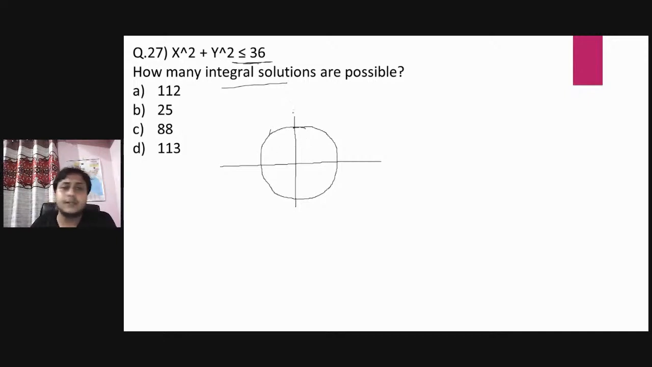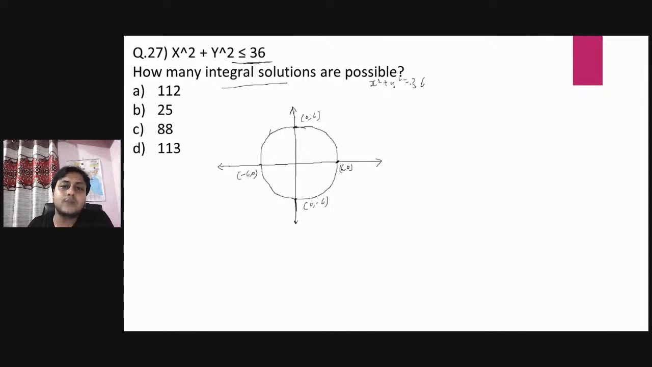So guys, this is an interesting question. Think in this way. You have to follow the proper order, otherwise things become complicated, right? So this is x square plus y square less than or equal to 36. If the equation were x square plus y square equals 36, how many solutions? One of the solutions is 6 comma 0, this one 0 comma 6, minus 6 comma 0, and 0 comma minus 6.